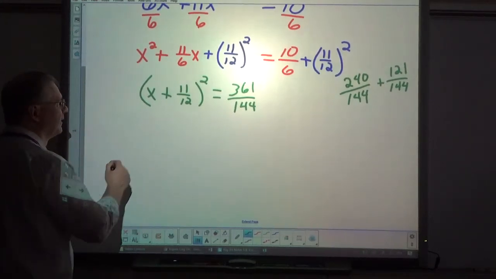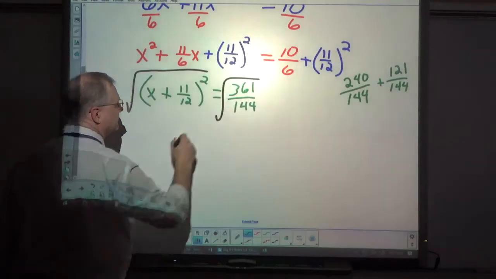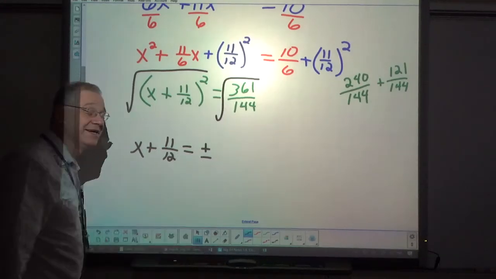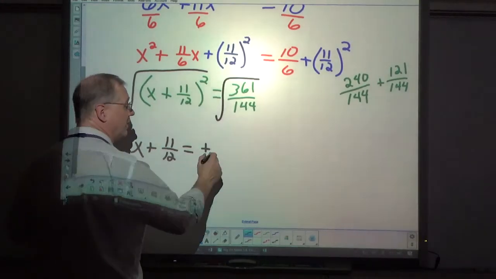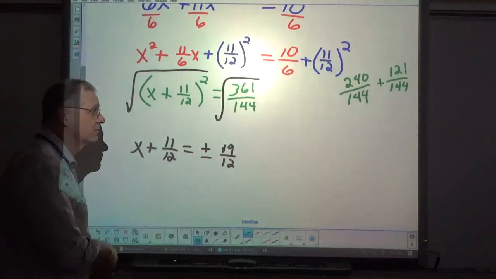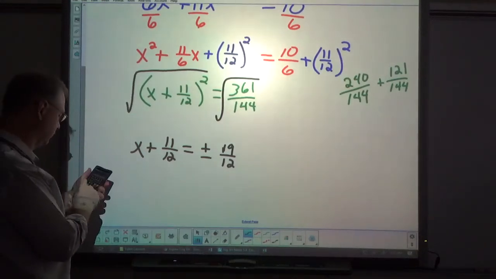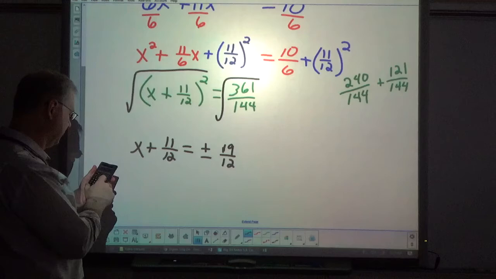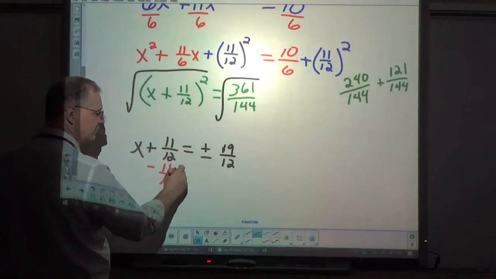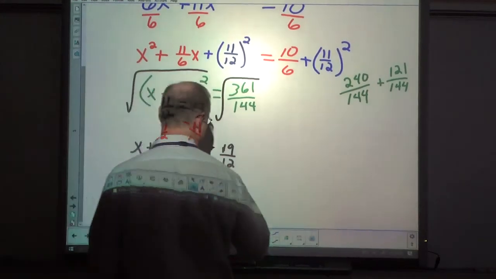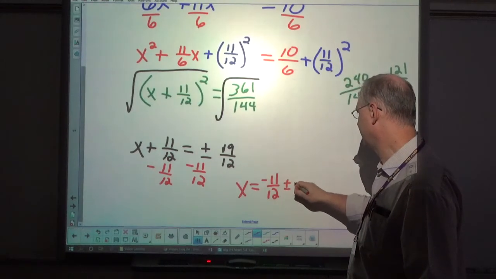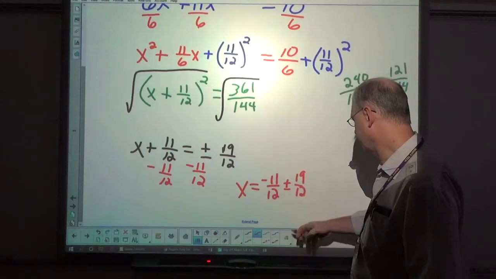Oh, that's interesting. So I square root both sides. x plus 11 over 12 equals plus minus. It turns out that 361 square rooted is 19. And of course 144 square rooted is 12. Yep, just double checking. So then when I subtract 11 twelfths from both sides, you end up with x equals negative 11 over 12 plus minus 19 over 12.